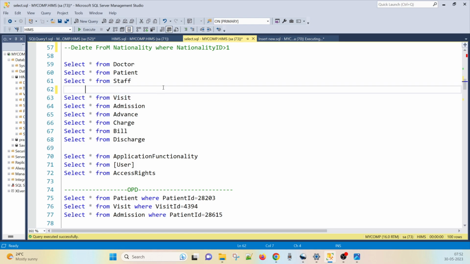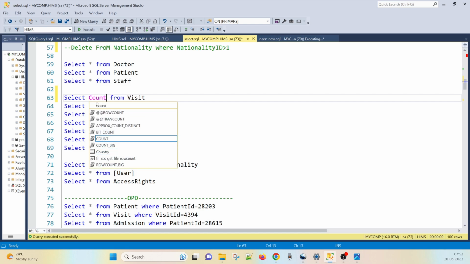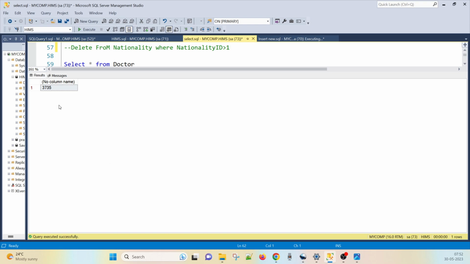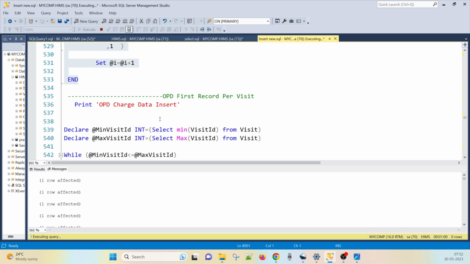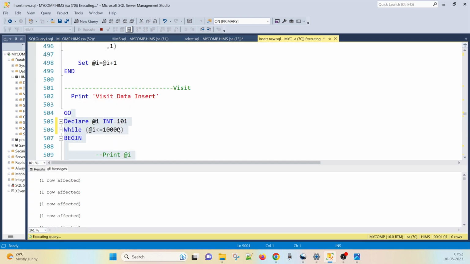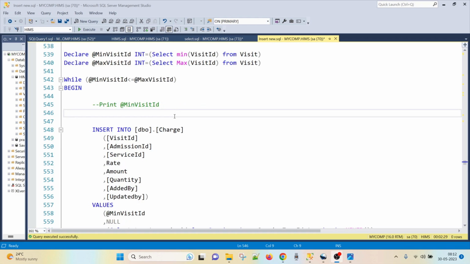Let's say count, yeah, 3700, correct. Yeah, it is inserting, and the same approach you have to follow if you have to insert 10 lakh records or more than 10 lakh, 1 crore records. Then you can easily insert those records in this table. Remaining scripts, there are 4 to 5 table scripts remaining. So we will see them in the next session.